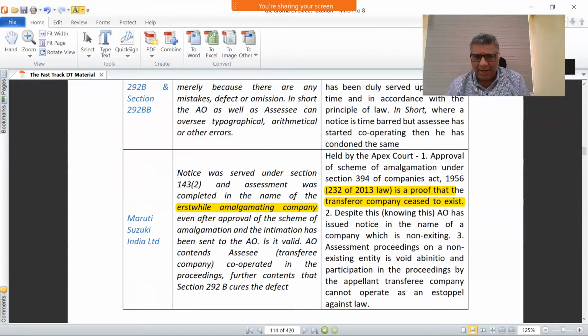Give me a 5-minute break. I will come and discuss reassessment.